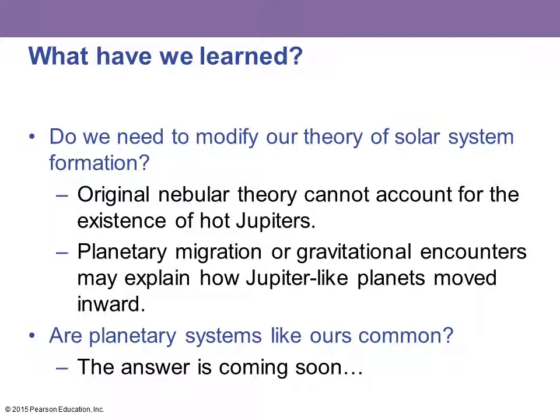So what have we learned? Well, do we need to modify our theory of solar system formation? The original nebular theory can't account for the existence of hot Jupiters, at least not yet. And again, planetary migration or gravitational encounters might explain how Jupiter-like planets moved inward. So, are planetary systems like ours common? We don't know. We just don't know. We have to make observations of many, many more planets, many more solar systems out there, with maybe even more direct observations of planets with better telescopes.